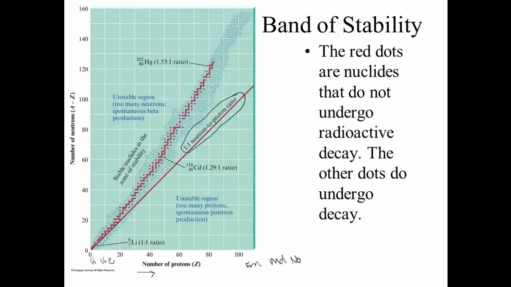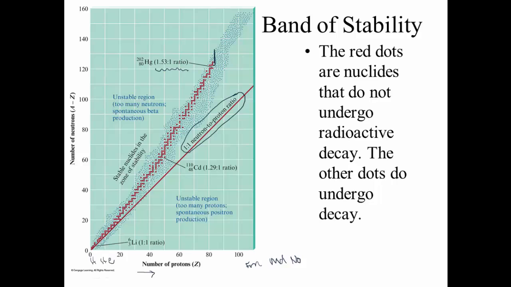Okay, so we see for these small elements, the red dots are really close to that line. The red dots represent stable isotopes. So those red dots are really close to that 1-to-1 line. As the elements get bigger, we see that they're farther away from that line. So the ratio is increasing. It's closer to 1.5 to 1.